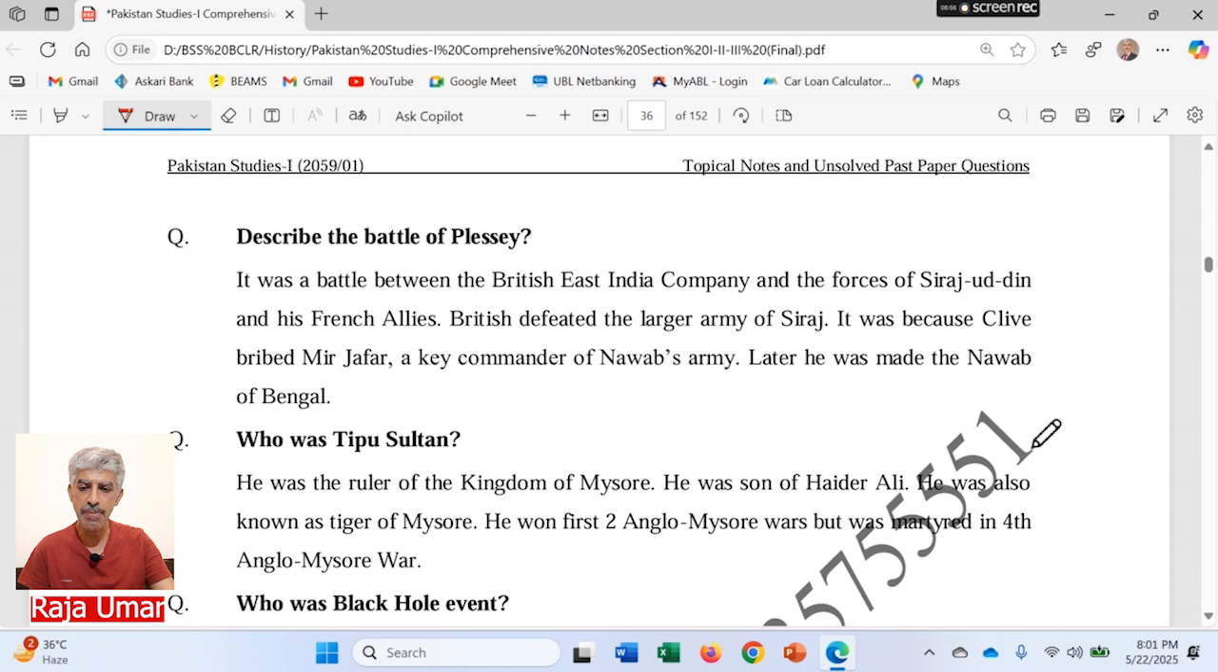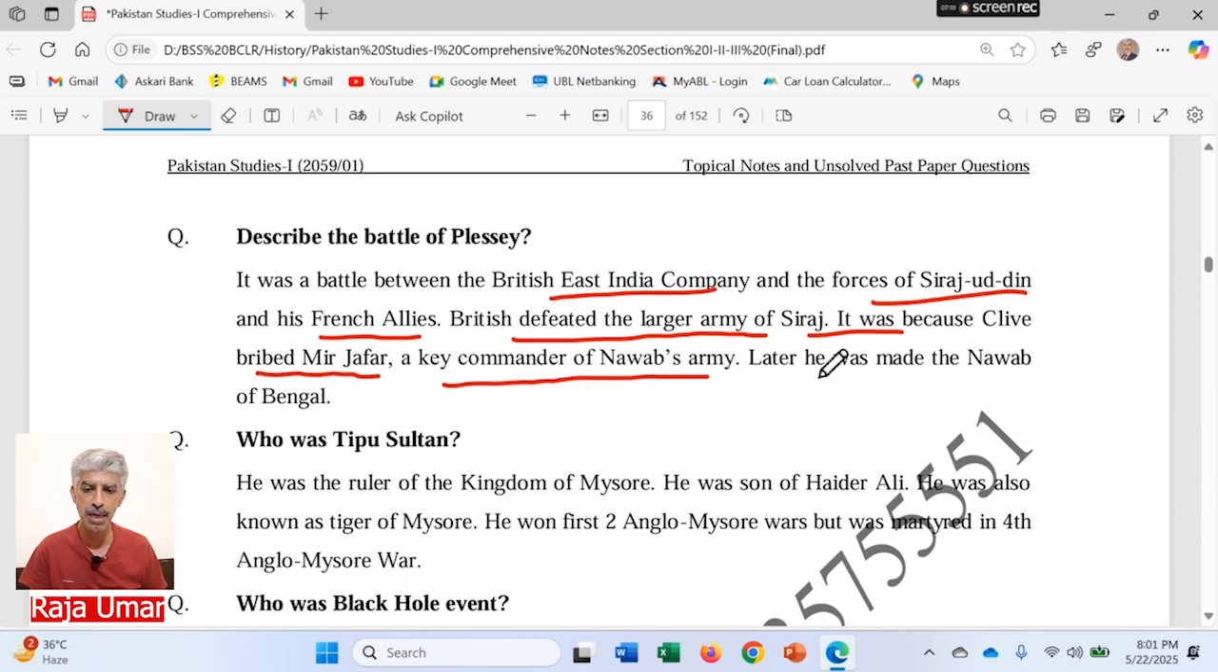So next one, describe the Battle of Plassey. It was a battle between the British East India Company and the forces of Siraj-ud-Dowla and his French allies. The British defeated the larger army of Siraj-ud-Dowla. It was because Clive bribed Mir Jafar, a key commander of the Nawab's army. Later Mir Jafar was made the Nawab of Bengal. So again 4 points are mentioned over here for a 4 marks question.